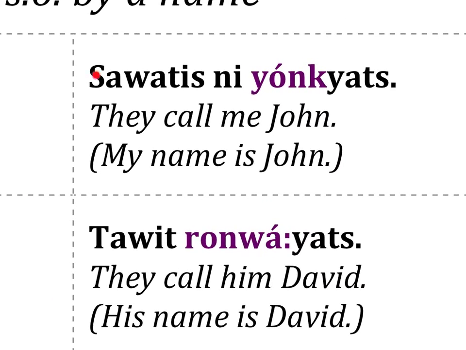Sawadis ne yung yats. They call me John, or my name is John. See this ni here? That's sort of a particle that we use to join these two thoughts, and it's also something that we use to quantify things. We'll learn more about that in later units. Sawadis ni yongyats. You could also just say sawadis yongyats, but using the ni is a little more proper.